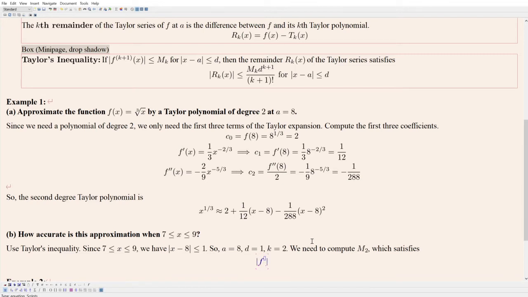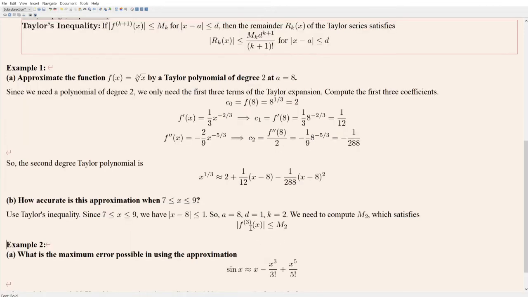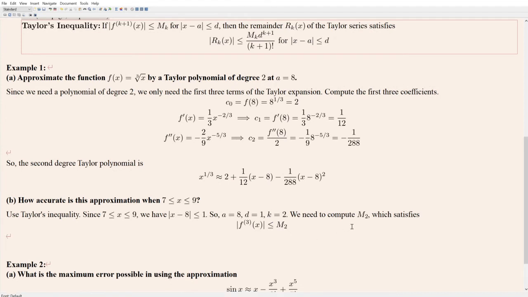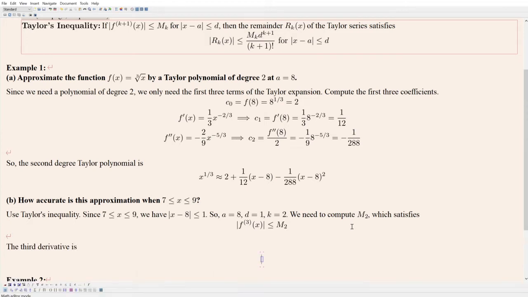So since k is equal to 2, that's going to be a bound on the third derivative. So let's see, what is the third derivative? Over here, we computed the second derivative, so let's just go one step further. Bringing down the negative 5/3, the negative cancels. So 2 times 5 is 10. 3 times 9 is 27.